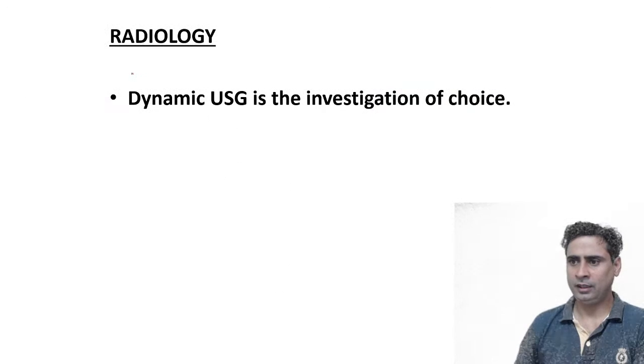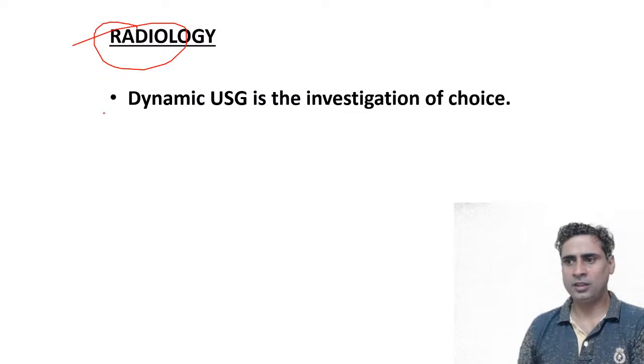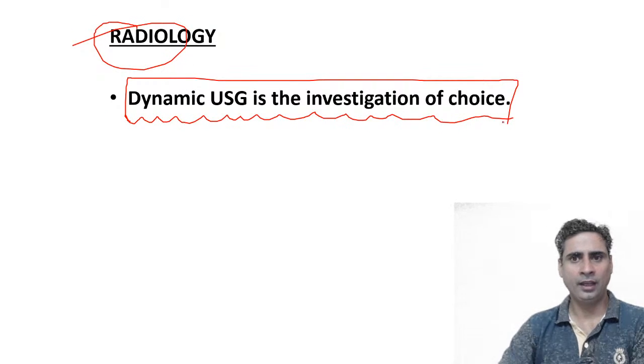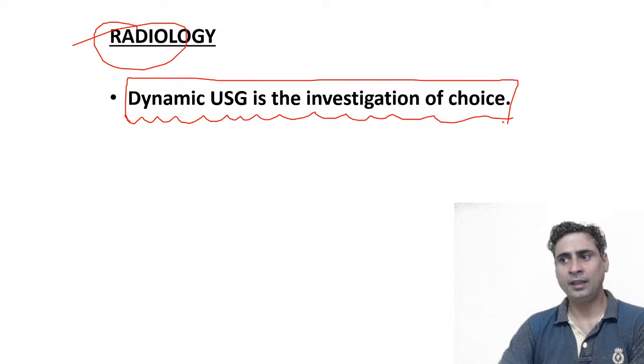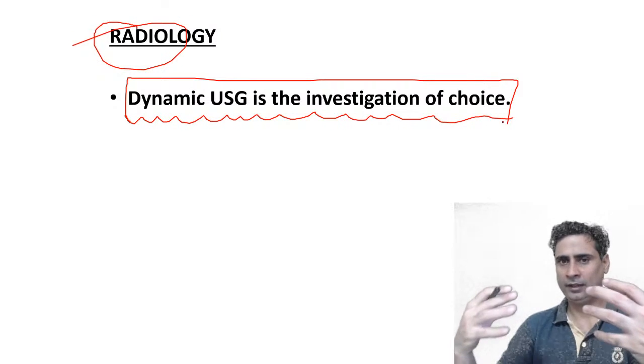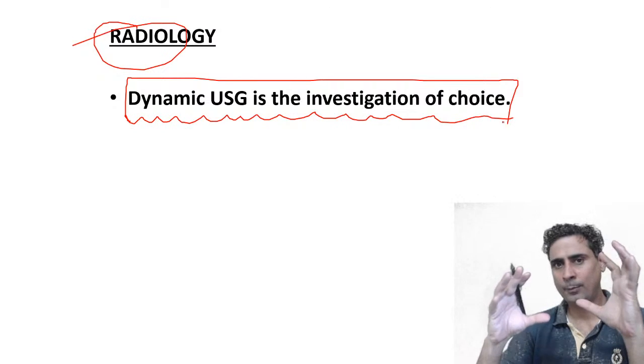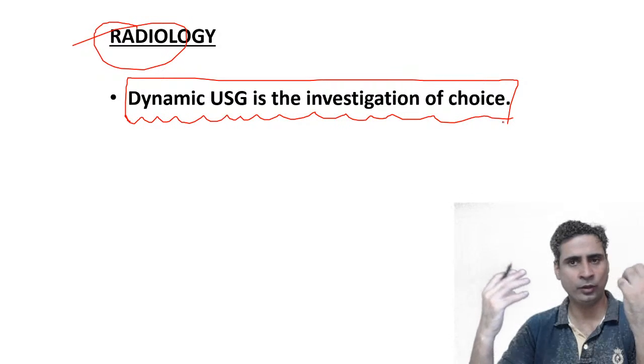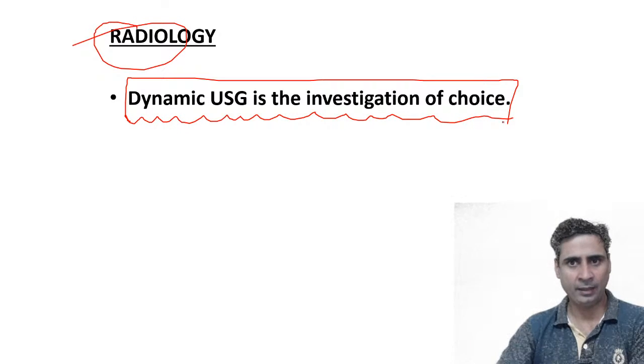Now radiologically, the screening procedure of choice is dynamic ultrasonography, because during the first 6 months of life X-ray will show you nothing. So diagnosis is done by dynamic USG. On X-ray everything will be normal, because most of the part around the hip joint will be cartilaginous, and cartilage you cannot see on X-ray. So that is why dynamic ultrasonography is the investigation of choice.